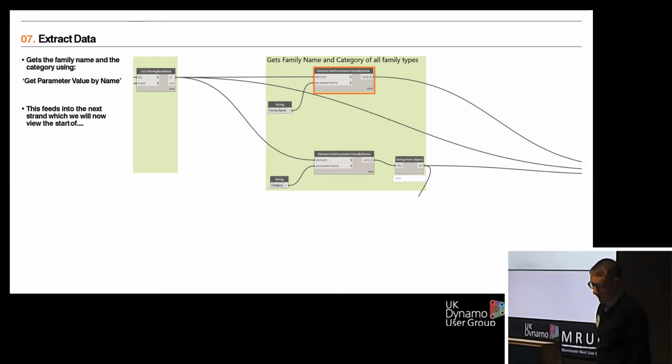So the next bit is to extract some of the parameters from the elements that we want to use for COBie, such as the family name and the category. We can then use the process data. The family name will be used in naming some of the types later down the line, and the one at the bottom, the category, we're going to use to search for a unit class reference that we can put into our data as well. And these are both using the element.getParameterValue by name. So these are quite simple nodes, and you use them quite often when dealing with extracted parameter data in Revit, in Dynamo.